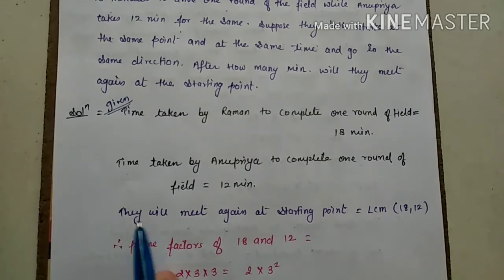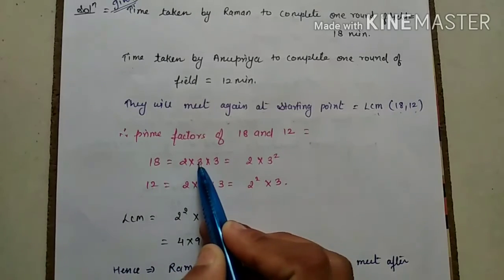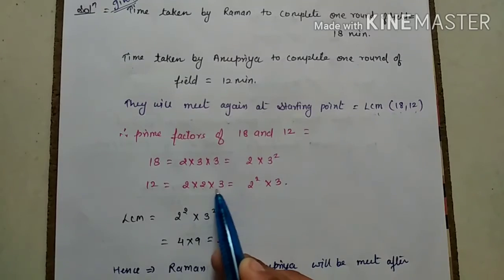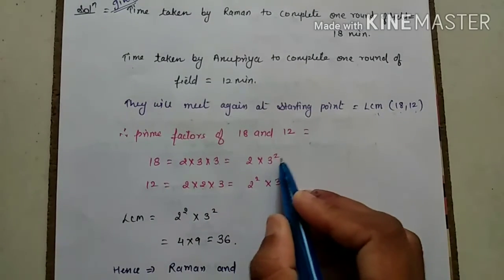Now, they will meet again at the starting point. You have to take the LCM of 18 and 12. I think you know how to find the prime factors. I have done here 2 3s are 6, 6 3s are 18. Correct? I have factorized it. 2 2s are 4, 4 3s are 12. Is it clear? This is the factorization I have done. 2 to the power 1 into 3 to the power 2.